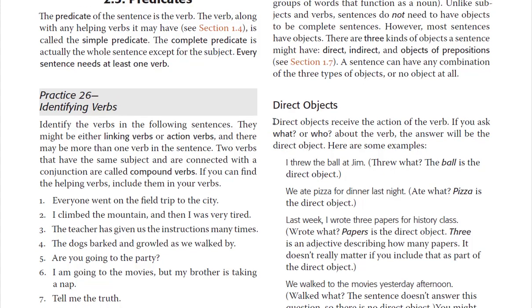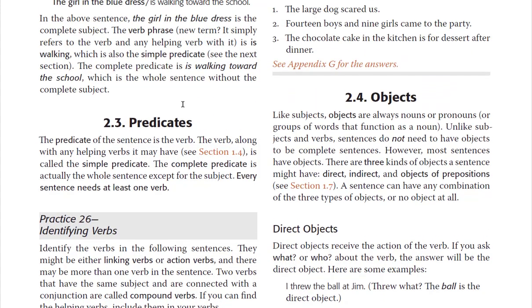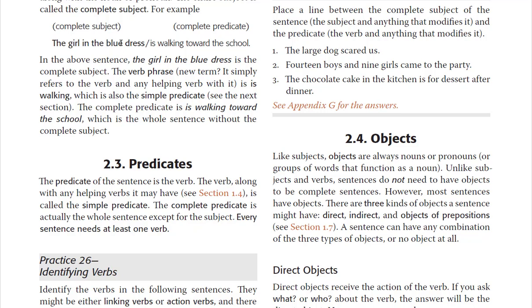So you've got your subject, which is before the verb. Then after the verb, you've got the predicate. And then you've got objects. Objects, just like the predicate, come after the verb. So like subjects, objects are always nouns or pronouns, or groups of words that function as a noun.